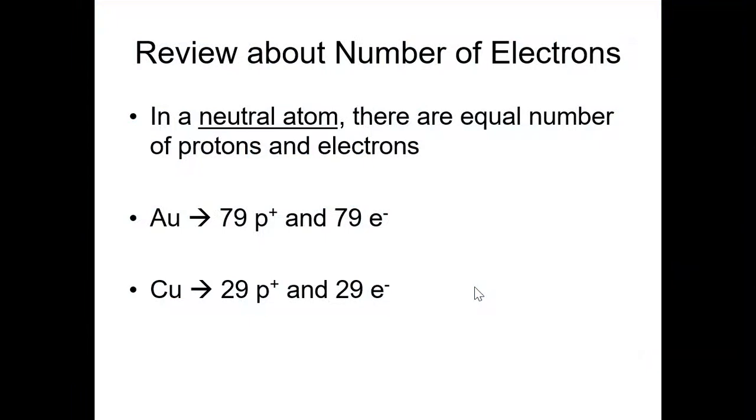So, refreshing our memories, we know that if an atom is neutral, there's an equal number of protons and electrons. So for instance, gold has 79 protons, so it has 79 electrons. And copper has 29 protons, so therefore it has 29 electrons, if that was a neutral atom.